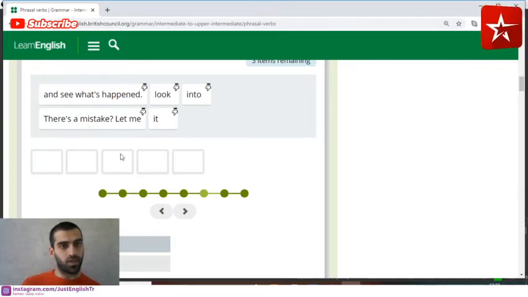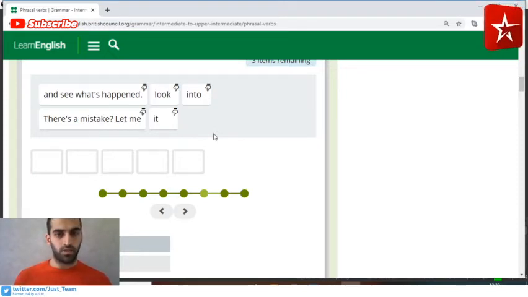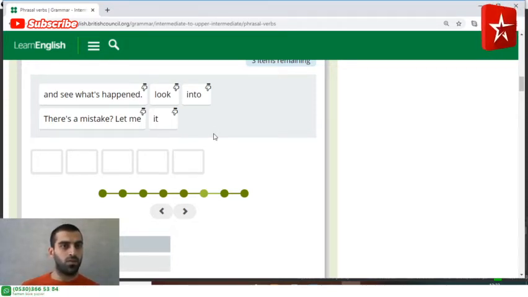The next one, and see what happened. Look into, there's a mistake, let me. So, guys, please pay attention to this sentence and try to find if this answer is correct or not. See what's happened, look into, there's a mistake, let me. Let's wait for your comments to look into it.